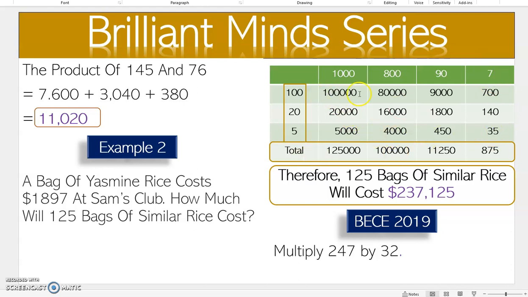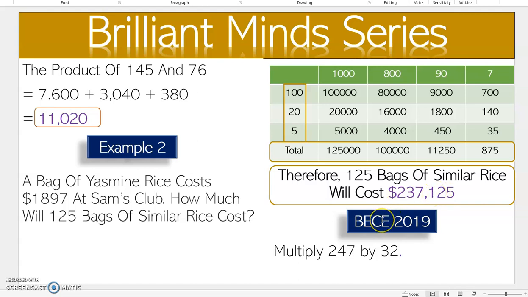So 100,000 plus 20,000 plus 5,000 gives us 125,000. Then 80,000 plus 16,000 plus 4,000 gives us 100,000. Then 9,000 plus 1,800 plus 450 gives us 11,250. And then 700 plus 140 plus 35 gives us 875. Therefore, 125 bags of similar rice will cost $237,125.